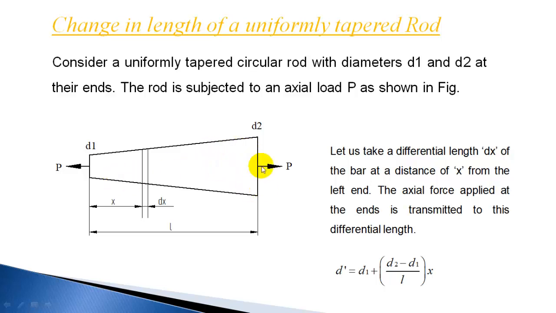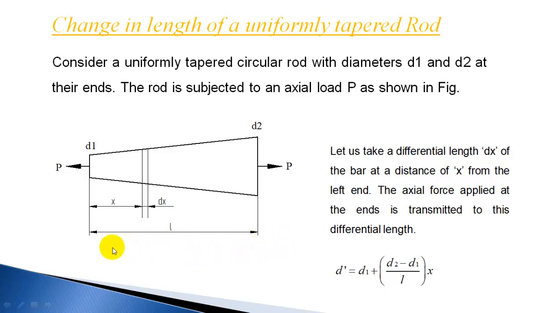Okay, so d2 is the diameter at the right end, d1 is the diameter at the left end. D2 minus d1 will give the increase in diameter in the length L. So this increase is taking place for a length L. So d2 minus d1 is the increase in a length L.